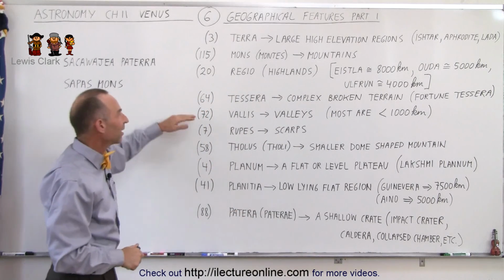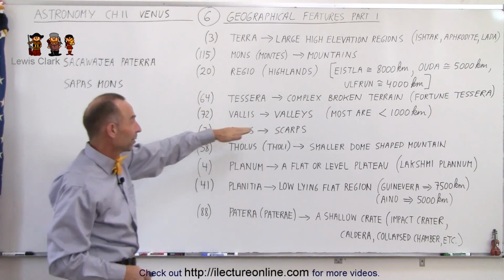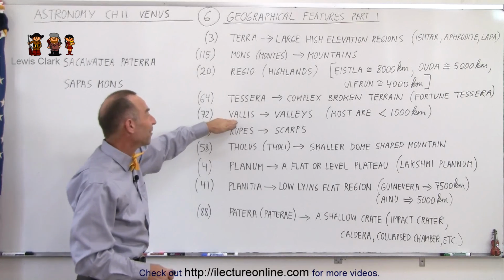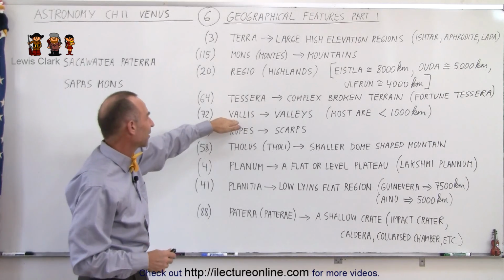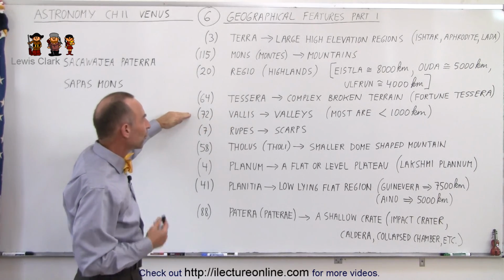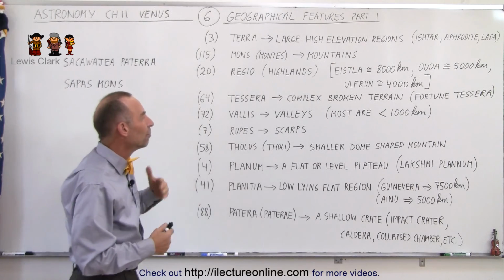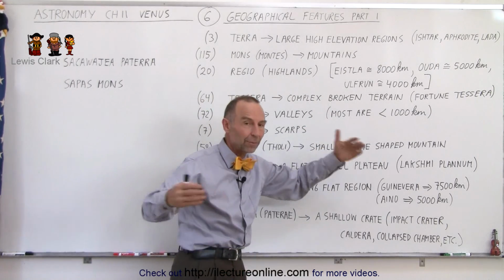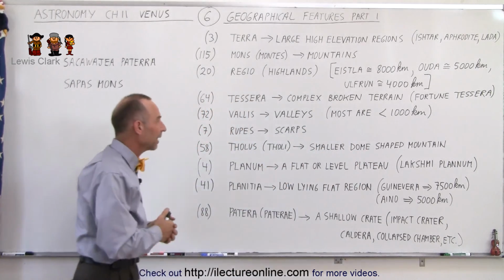Then we have valleys, and of course we all know what a valley is, but they use the name Valles, almost the same in Latin base. There are 72 recognized and named valleys. Most of them are less than 1,000 kilometers across. A few of them are a little bit bigger than that.